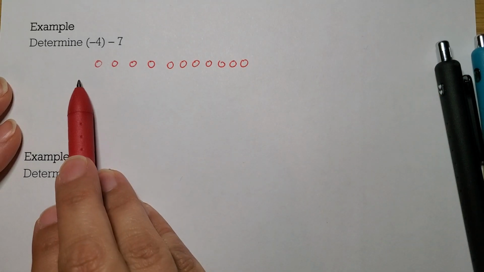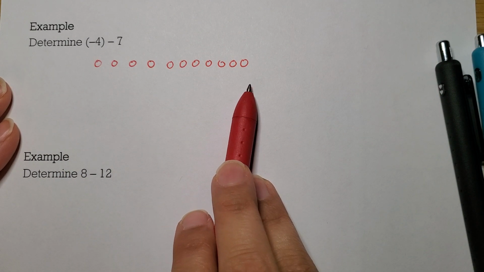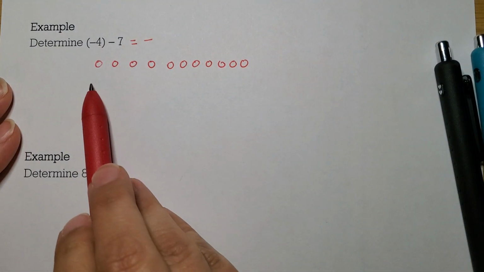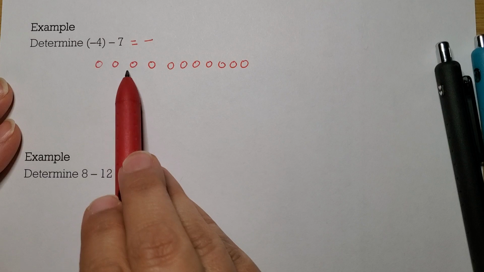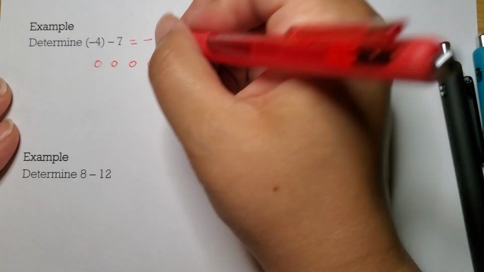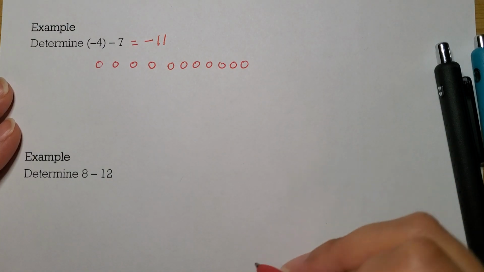Now, there are no opposing team members, so we're going to end up with a negative number. Let's see what that number is. 1, 2, 3, 4, 5, 6, 7, 8, 9, 10, 11. So -4 minus 7 is -11.